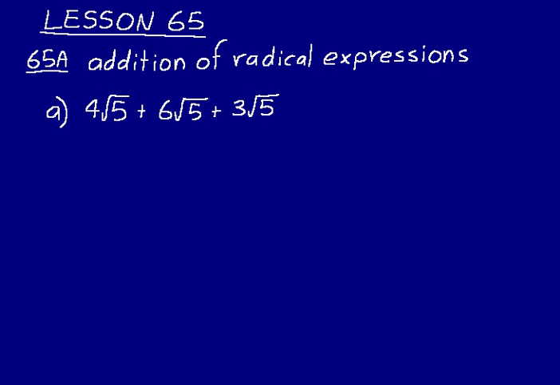Like in practice problem A, let's add 4 times the square root of 5 plus 6 times the square root of 5 plus 3 times the square root of 5 together. The best way to understand how to add radical expressions is to think of similar square roots as similar variables. In practice problem A, all of the square roots are the same. They're all the square root of 5.